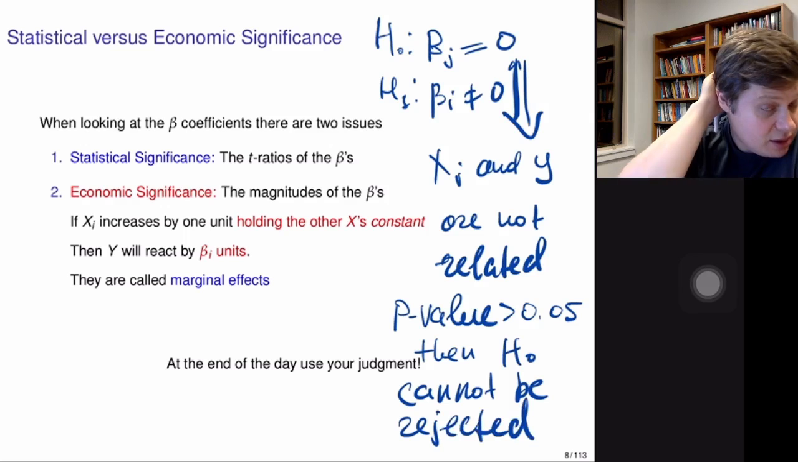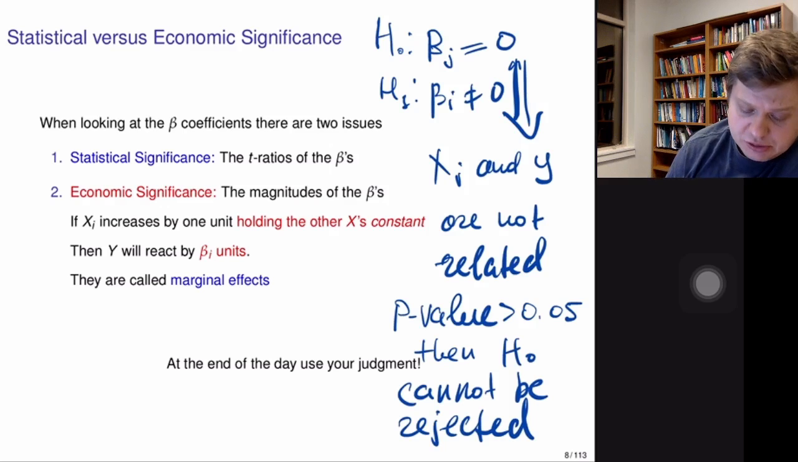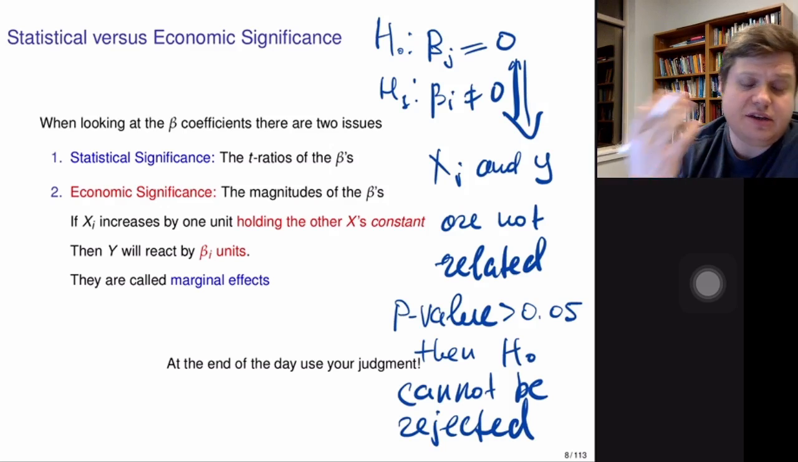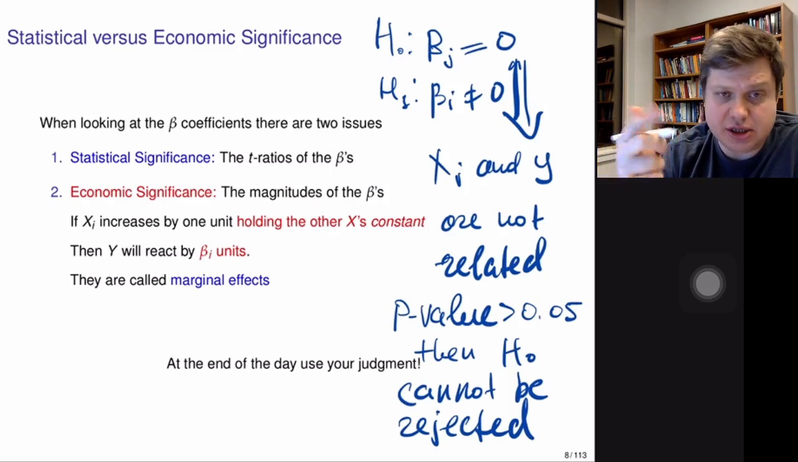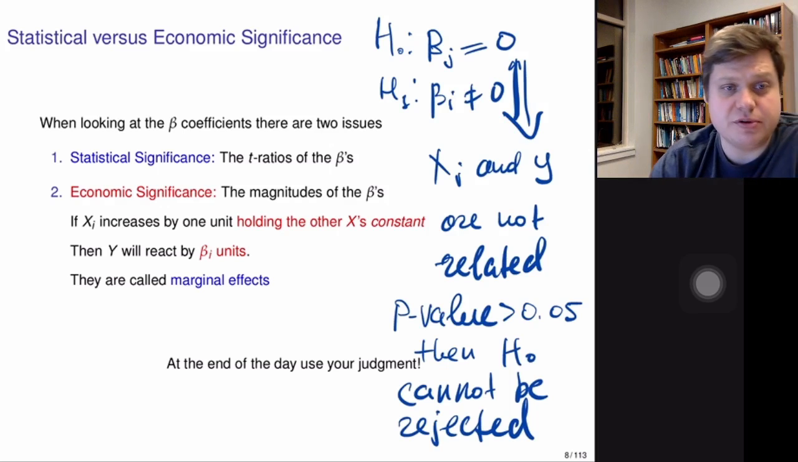Meaning that we do not have enough evidence in the data to tell us that x j and y are actually related. So this is called statistical significance: whether the true value of beta j is 0 or not. And again, we're going to look at p-values or t-ratios, whatever you prefer.